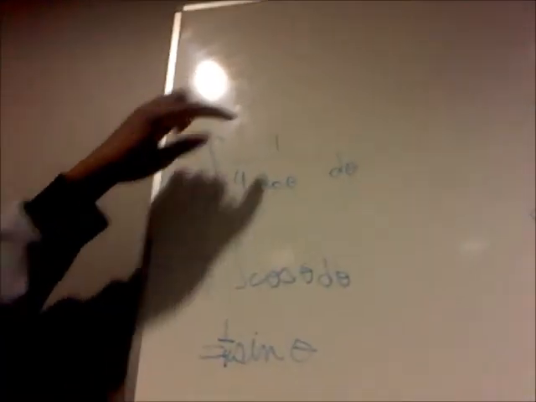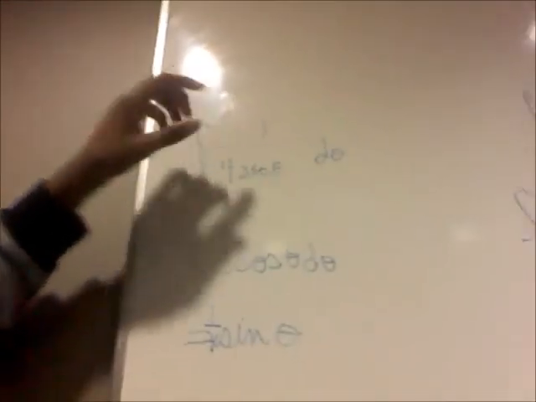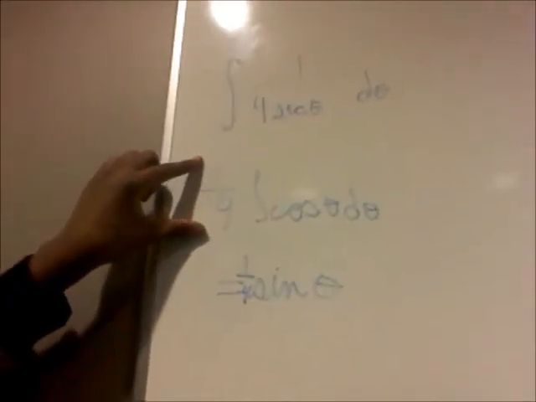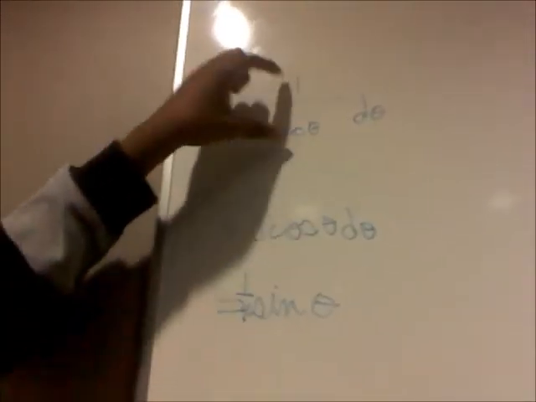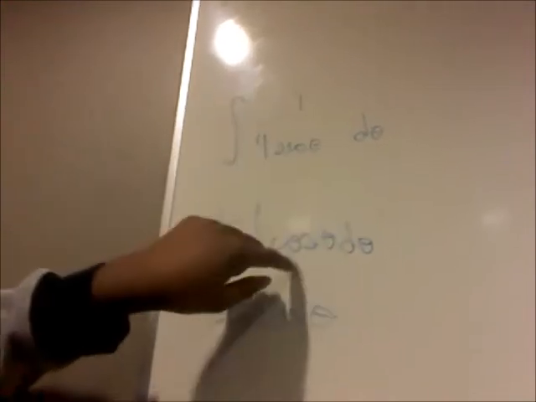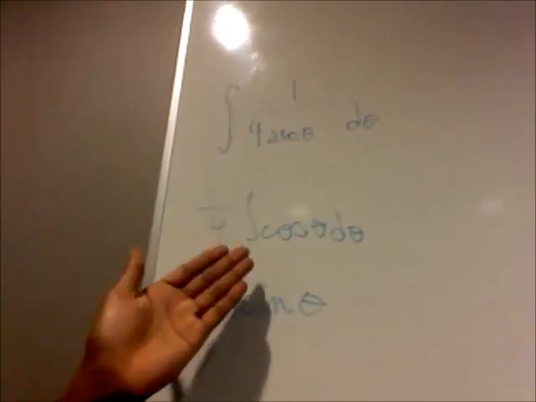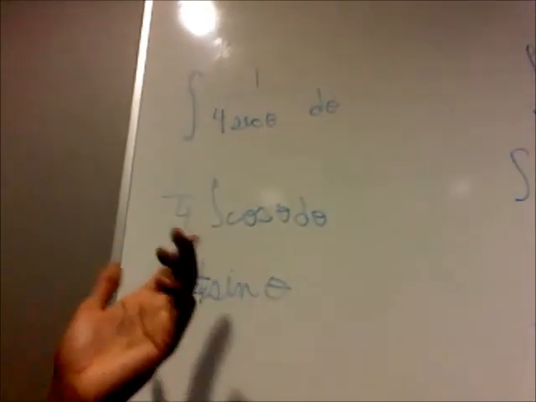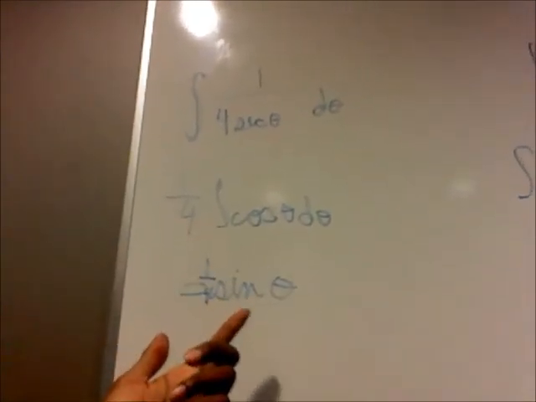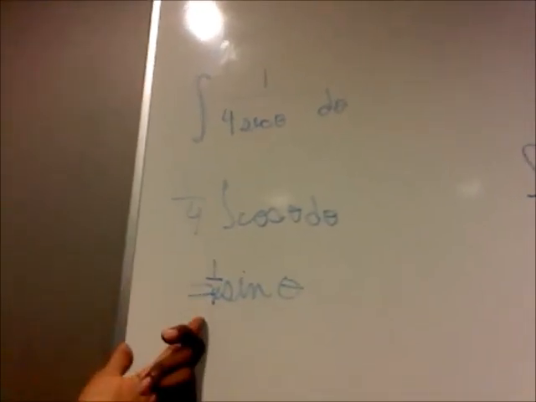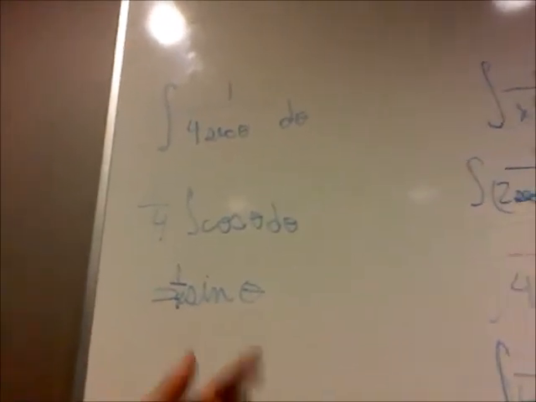So as I said before, we took the integral of 1 over 4 secant theta d theta. We brought the 1 over 4 out because it's a constant, we can do that. And then the 1 over secant theta is equal to cosine of theta, because they're the same thing. So now we have 1 over 4 times the integral of cosine of theta. And we know the integral of cosine of theta is sine of theta. So the answer to this is going to be 1 over 4 sine of theta.